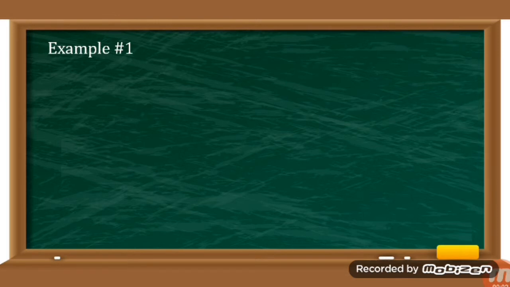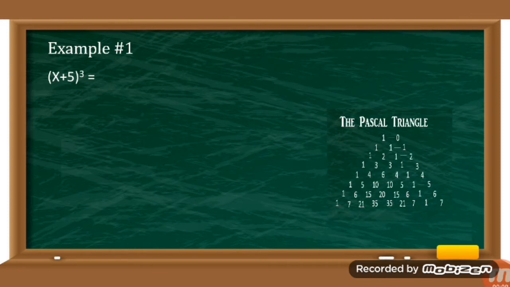Example number 1. Quantity x plus 5 raised to 3. Tapos, titingin tayo sa Pascal triangle para ma-determine natin kung ano-ano ang mga coefficients na kailangan natin kunin. So, since raised to 3 siya, kukunin natin yung 1, 3, 3, 1. So, ang first term, magkakaroon siya ng 1 coefficient. Then, 1 times the quantity x raised to 3 times the quantity 5 raised to 0.